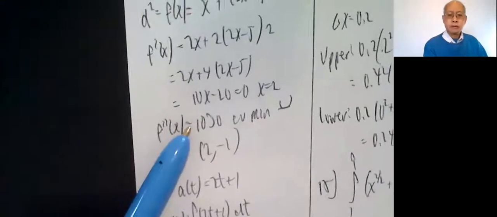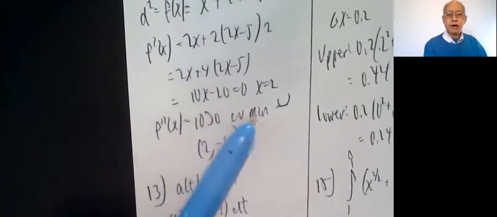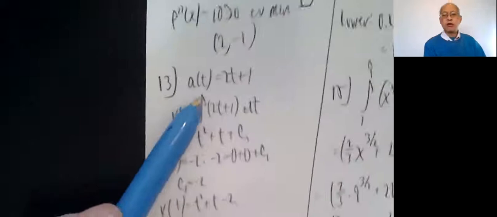Double prime is 10. That's greater than 0, which means concave up, which means you do have a minimum. Plug in 2 here and you get -1 for y. So the ordered pair is (2, -1).